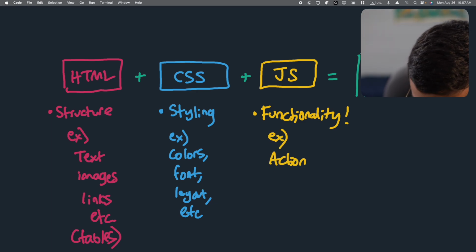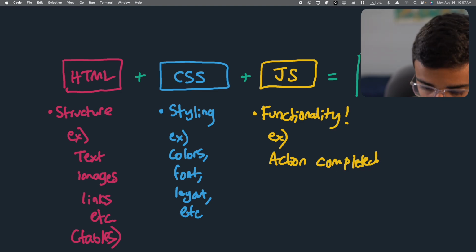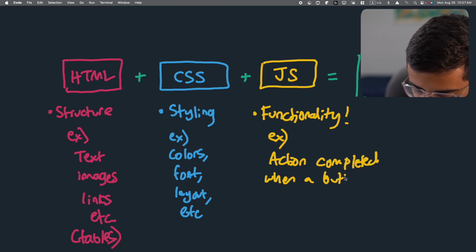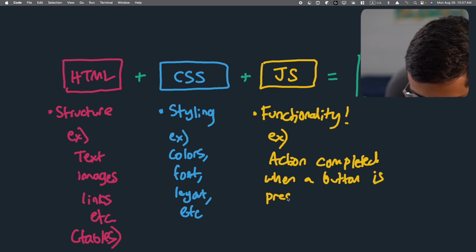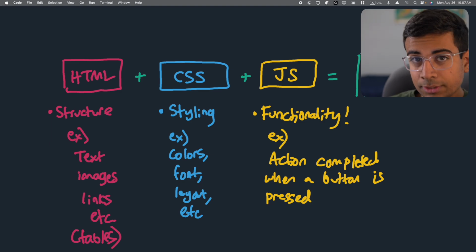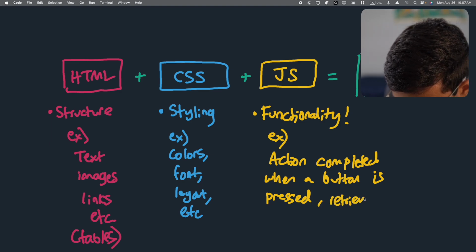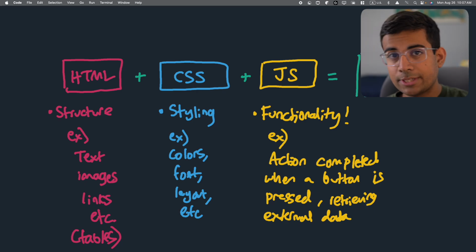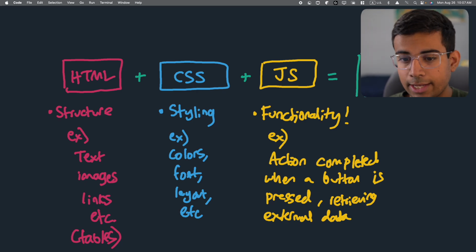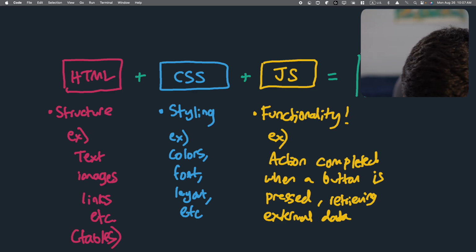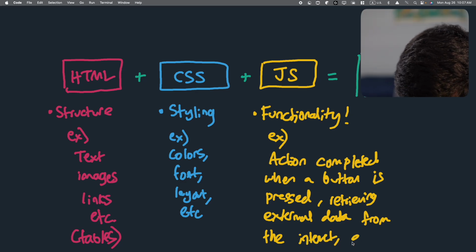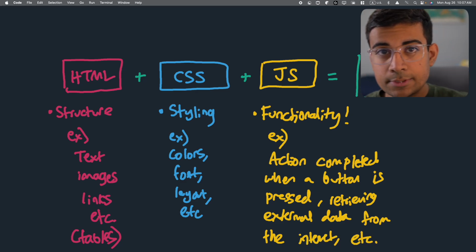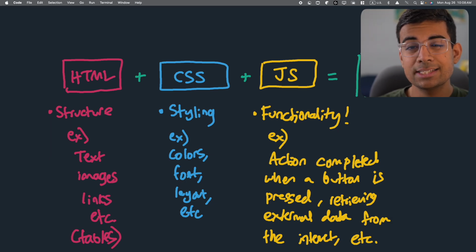So just for completeness, here are some examples. Action completed when a button is pressed. Perhaps you're getting some sort of external data, retrieving external data from the internet. This may be, for example, a live scoreboard for a game. Your website might be updating with the score, so it needs to go on the internet to retrieve some data. Now, these three types of files, when combined together, make a single web page.